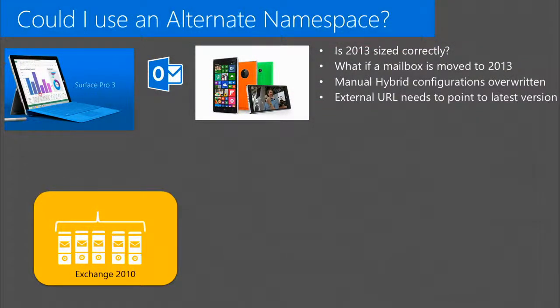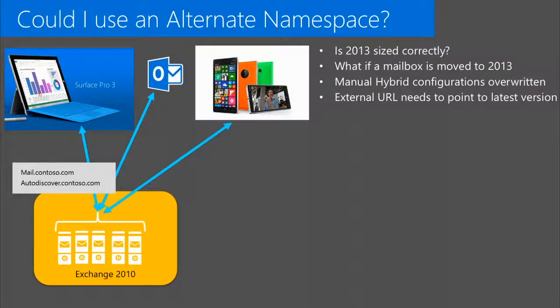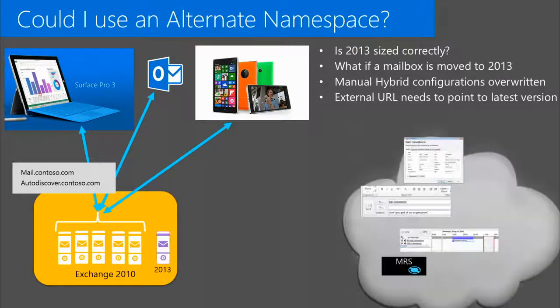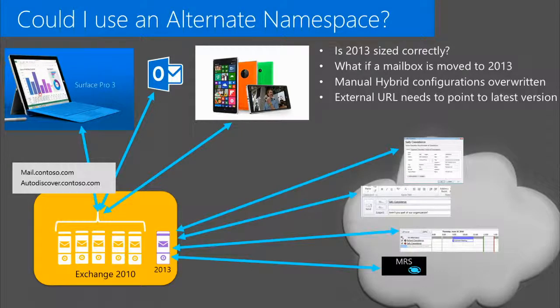The other one is, well, what if I get sneaky on you and deploy a separate namespace? So I'm going to point all my external URLs to 2010, and then I'm going to have a hybrid.contoso.com that points to 2013, and I'm going to get all tricky with you and mess with the org relationships and all this stuff, okay? Don't do it. You're just adding complexity for no reason. If you need 2013, deploy it correctly.